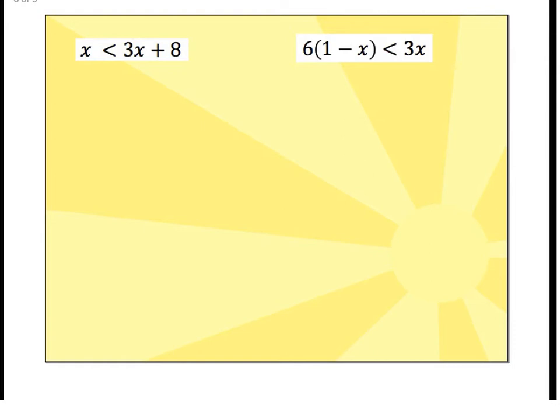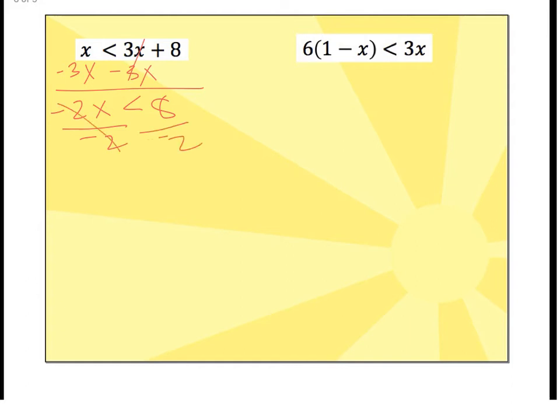So let's do the one on the left. It says x is less than 3x plus 8. So I need to combine like terms. I'm going to combine the x's. So since it's a positive 3x, I'm going to subtract it. So I'm left with negative 2x is less than 8, and then I'm going to divide by negative 2.